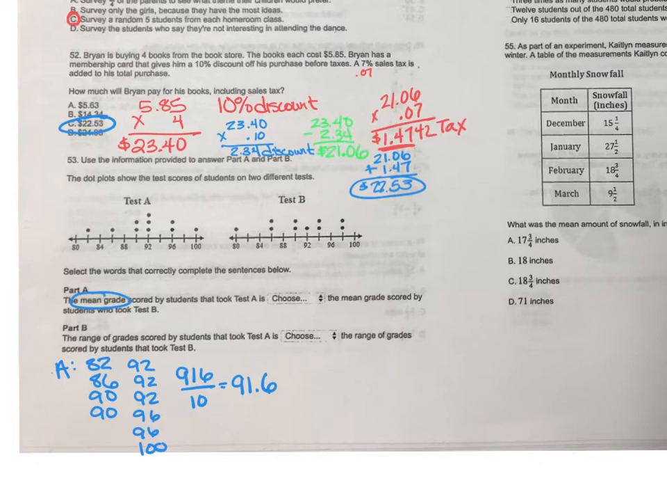For test B, I'm going to write down 80, 86, 86, 90, 90, 92, 94, 94, 98, 98. Now, I'm going to find the average of this. So I'm going to add them all up and divide by how many there are. When I added them all up, I got 908 divided by 10 would be 90.8.